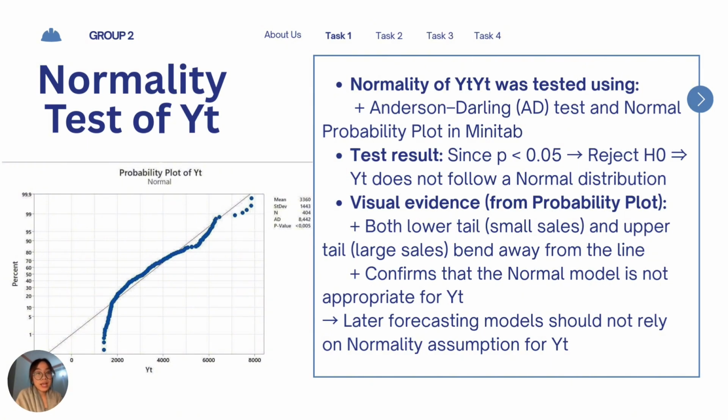To check the normality, we conduct the Anderson-Darling test and create a normal probability plot. The p-value is less than 0.005, so we reject the hypothesis that YT follows a normal distribution. The probability plot also shows strong deviation in both tails. This means the forecasting model should not rely on a normality assumption.